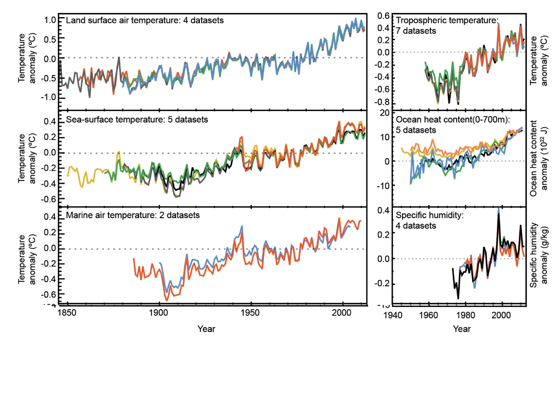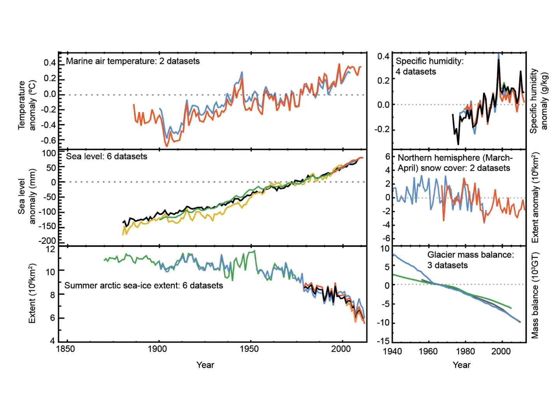Troposphere, the temperature of the lower part of the atmosphere, showing an increase. The ocean heat content increasing. And that's 5 data sets that are showing that. Specific humidity, as the air gets warmer, as the atmosphere is trapping more heat, more humid on average. All right, the marine air temperature we showed on the last slide, and specific humidity. The bottom 2 sets are new.